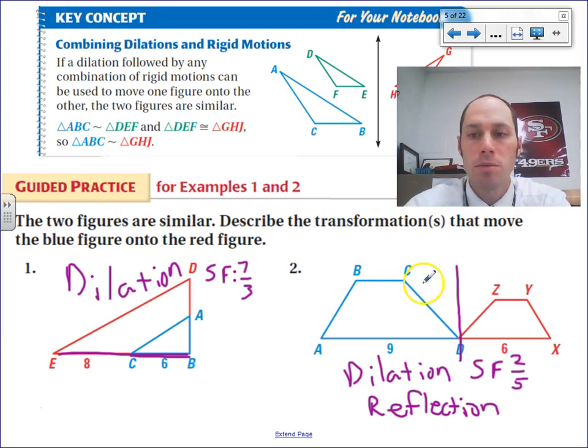Second example, as you go from the blue to the red, notice it shrinks. It's a reduction. So a scale factor of 2/3 because I compare 6 to the 9, and that's actually 2/3. And then it's also a reflection across this line. So we're just combining our rigid motions with our non-rigid motions, taking what we've done before with these new dilations.